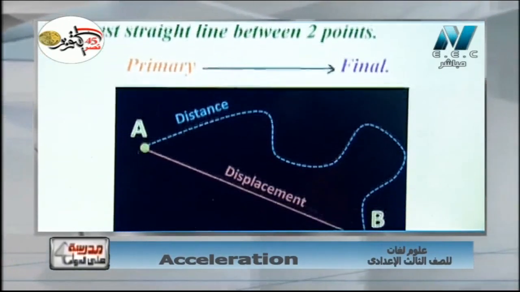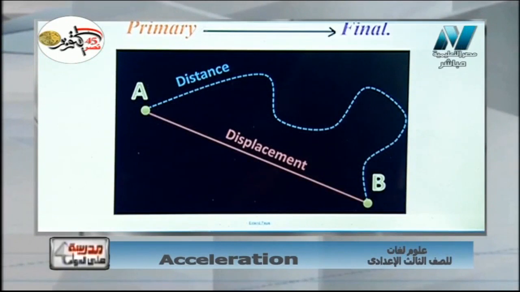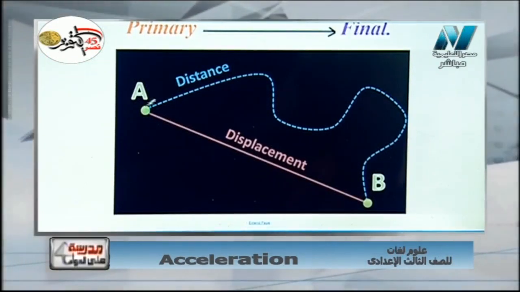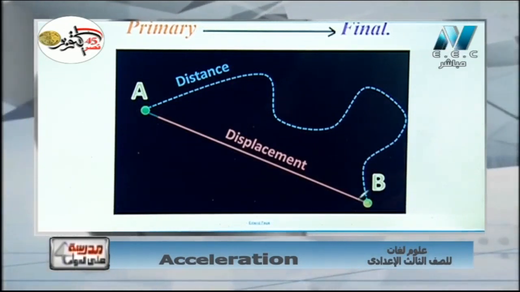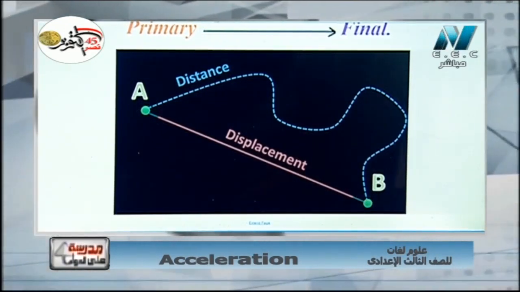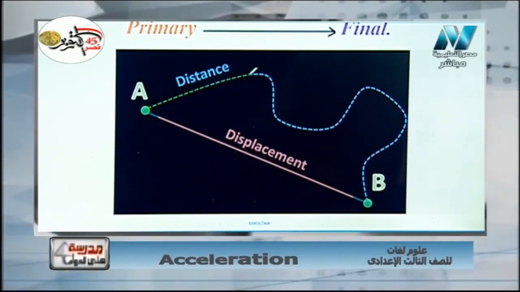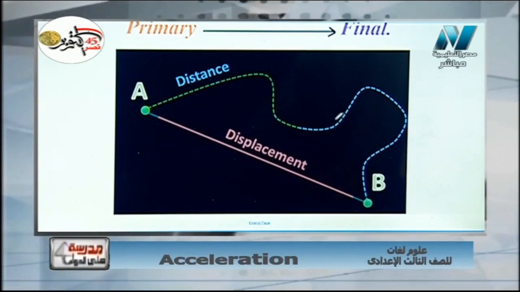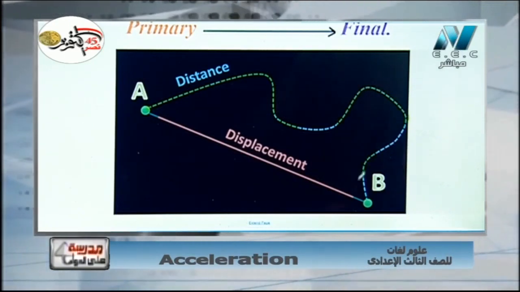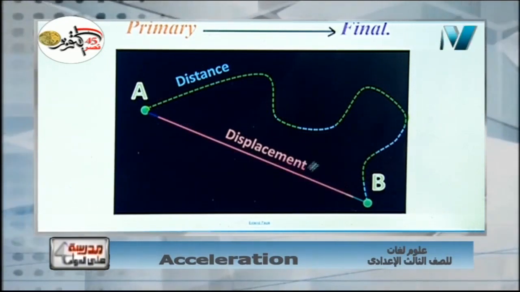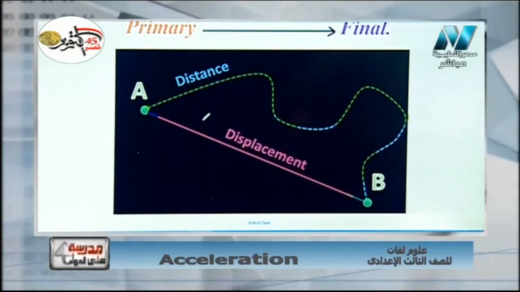As we see here, from point A to point B we have displacement and we have distance. Distance is the actual length, what you actually walked between the 2 points. But displacement is the shortest straight line between the 2 points. For example, dear students, I want to move toward the camera.